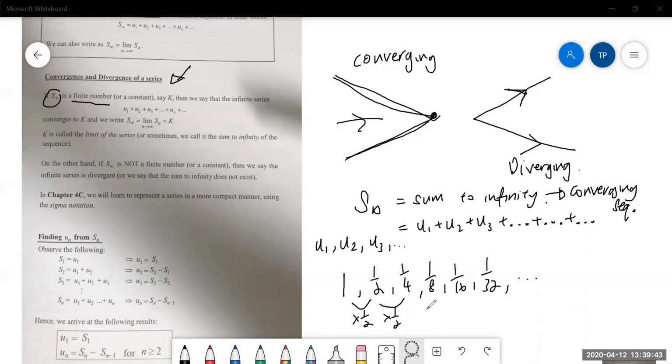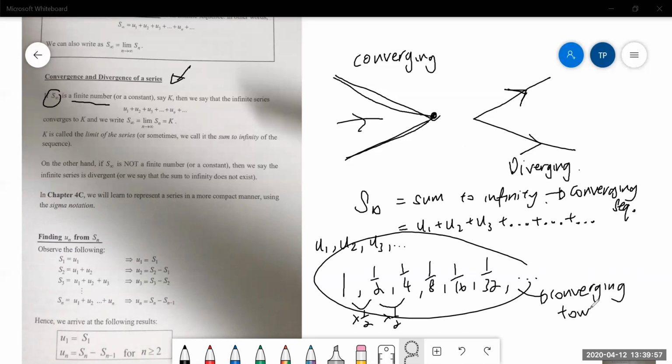That's why this whole chunk is called a converging sequence, because eventually, no matter how you add, it's going to stop at a particular number. It's going to converge towards a number.